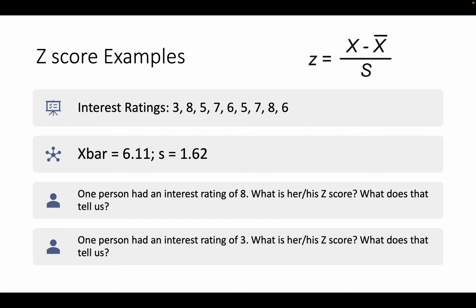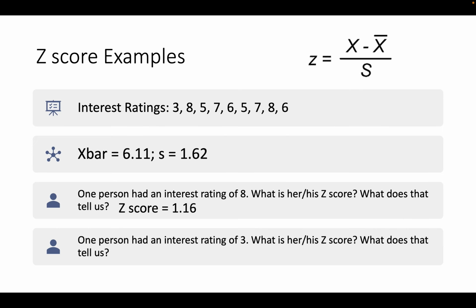So let's work an example. Here we have interest ratings again. So in this example, I give you your mean and your standard deviation. So for person number 1, if they had an interest rating of 8, what is their z-score? And what does that tell us? Well, you're going to take their score of 8 and subtract out 6.11, right? And that's going to give us 1.89. Then you're going to divide that by 1.62, your standard deviation, and that's going to give us a z-score of 1.16. So this person is about 1 standard deviation above the mean.